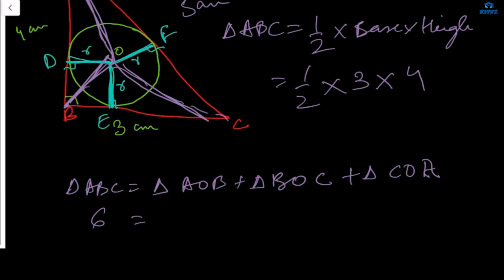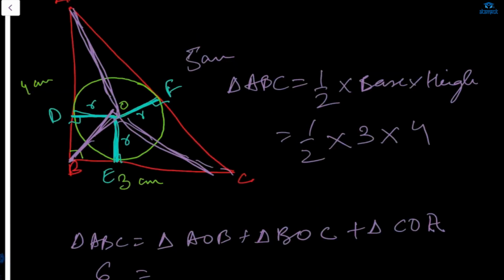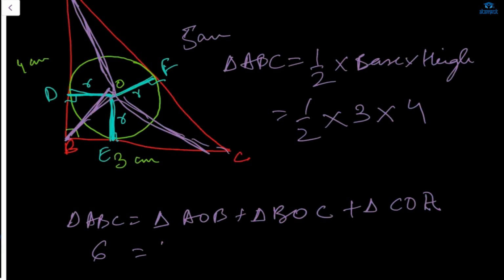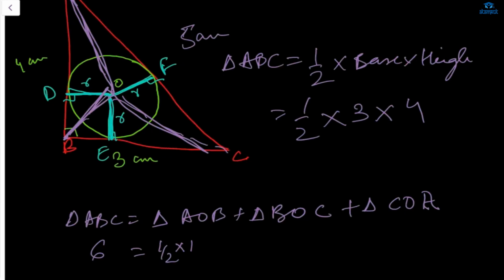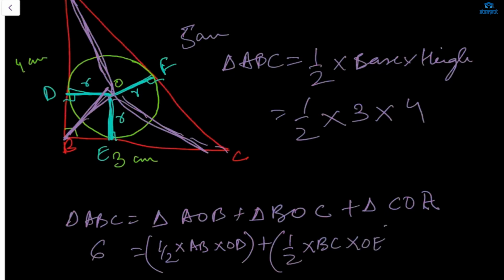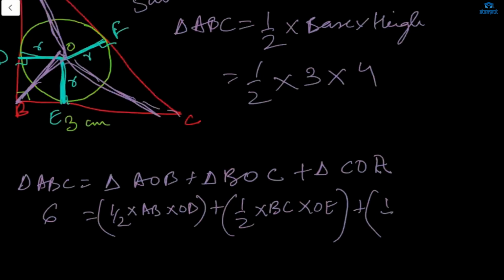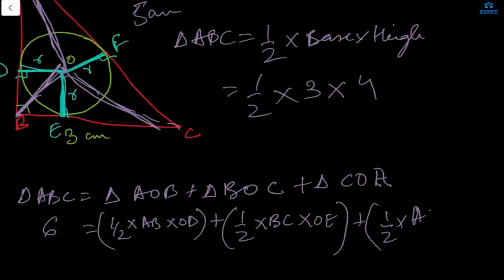And this triangle AOB, I'm writing half base. See, you take base AB because value of AB is given. I'm writing first complete, so don't get confused. And this will be OD. Okay, plus half BC into OE. Okay, plus half, what is given, AC into OF.